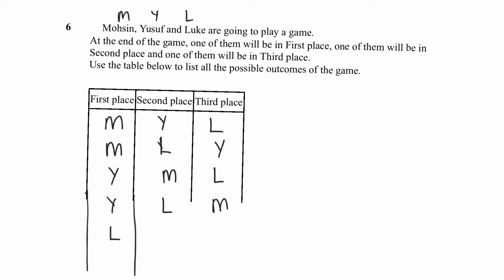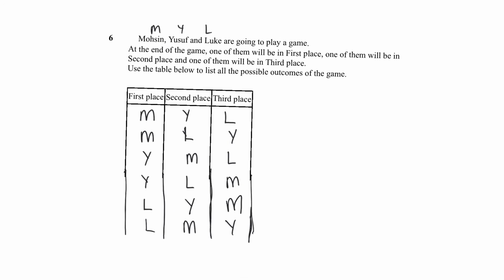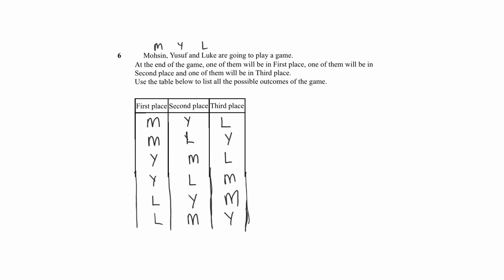Let me just draw the lines down because I know it was split for some odd reason when downloaded. You can have Luke first, Yusuf second, Masin third, and then Luke first, Masin second, Yusuf third. And they are all our different combinations.